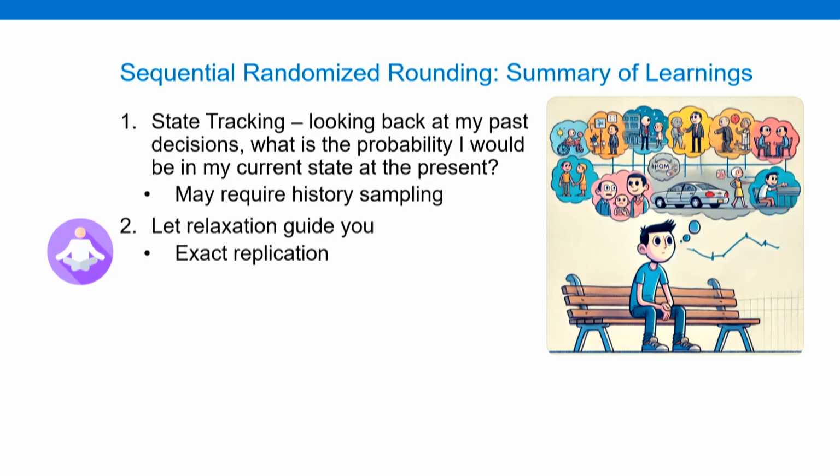Okay, second takeaway point, I guess also with some analogy to real life, is you let the relaxation guide you in this summary of learnings, right? So you write the relaxation. The variables in the LP have some meaning, and you use those to guide your decision. In some problems, you want to try to exactly replicate them, like in the stochastic knapsack or the OCRS problem. In the first hiring problem, you didn't have to exactly replicate them.